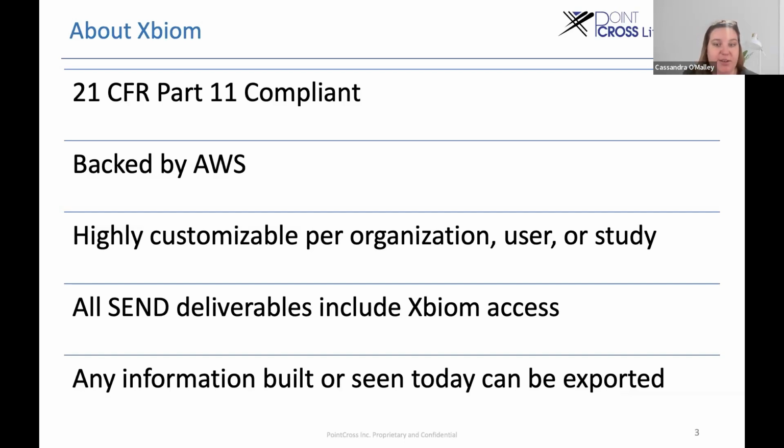All visualizations that we're going to be showing today can be exported. Tables can be exported into files such as Excel or CSV, images into JPEG or PDF, and any export can be added directly into a PowerPoint for your organization's internal presentation needs.